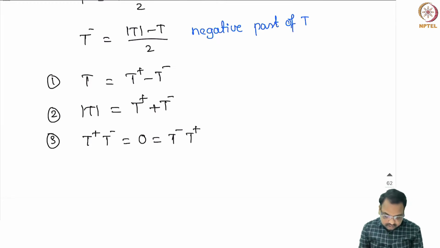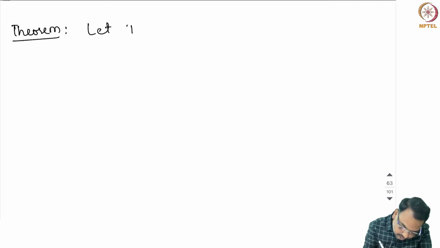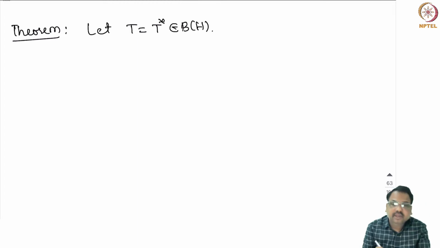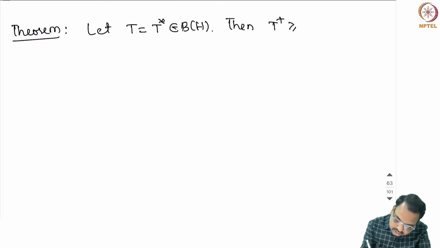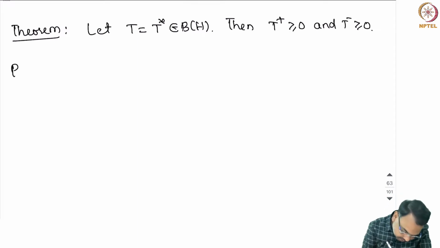Next we want to show that these two operators T plus and T minus are positive. So we write as a theorem: let T be a self-adjoint operator defined on Hilbert space H, then T plus and T minus both are positive. Okay, so let us look at the proof of this result.